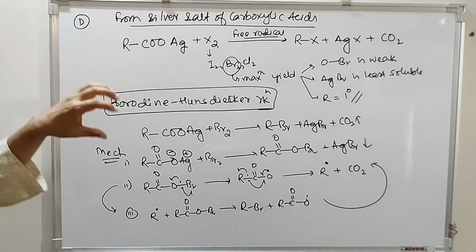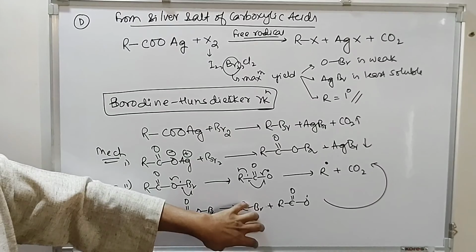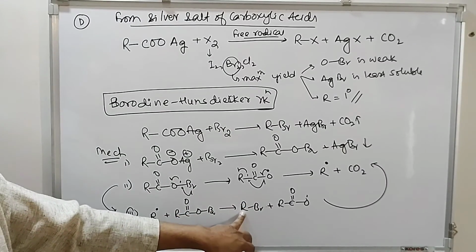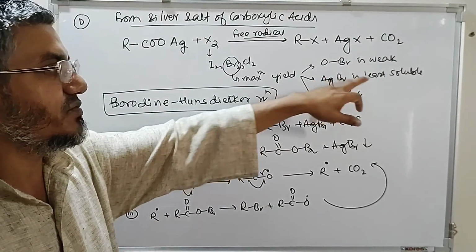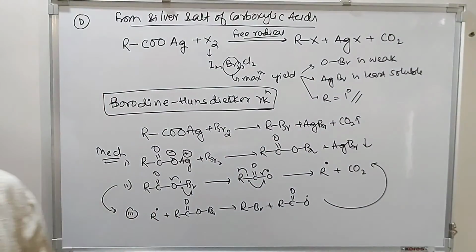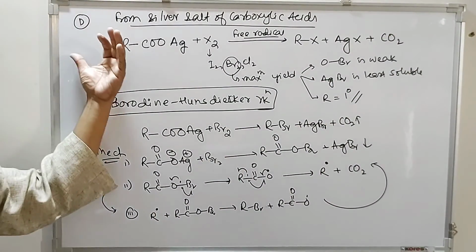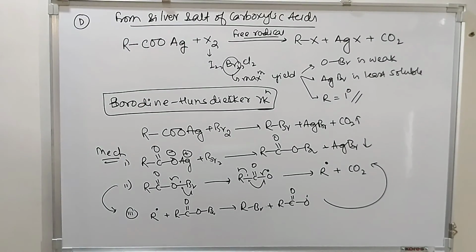So in this reaction, I told you that maximum yield is given for RBr. For this, R should be primary. The reason is the O-Br bond is a weak bond and AgBr is least soluble, so this can be easily precipitated out. So this is from silver salt of carboxylic acids.